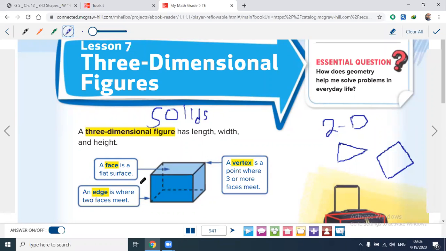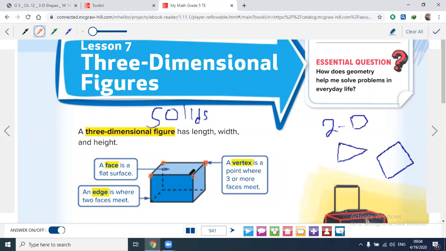As you see here, there are three parts for any 3D shape: face, vertex, and edge. A face is a flat surface. If you have a box, it has a flat surface, and it's called a face. And a vertex is a corner. This corner is called a vertex. All of these corners are called vertices.